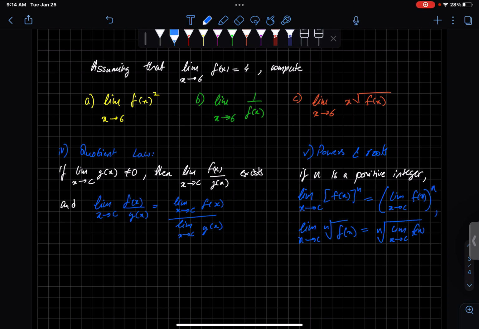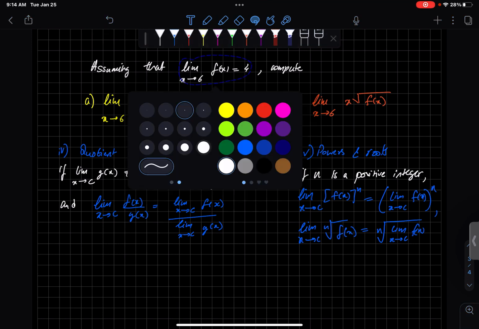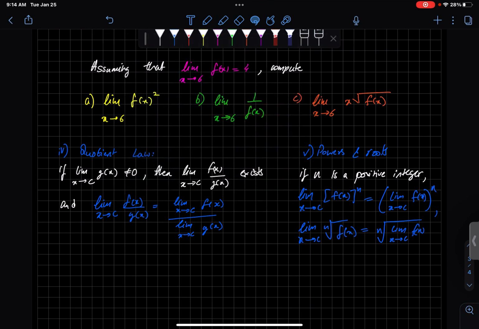All right, so we're being asked to solve these limit problems, assuming that the limit of the function, let me just change this. Okay, yeah, some fun colors. So assuming that the limit of f of x as x approaches 6 is 4, compute these other limits, right?